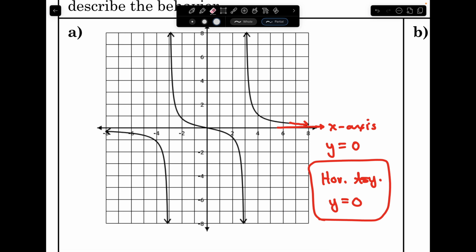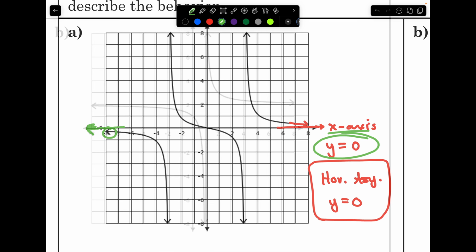You can also find that if you look at the other end, at the very far left, and see that this end is approaching this horizontal line, which is your x-axis, or notably the equation y equals 0.